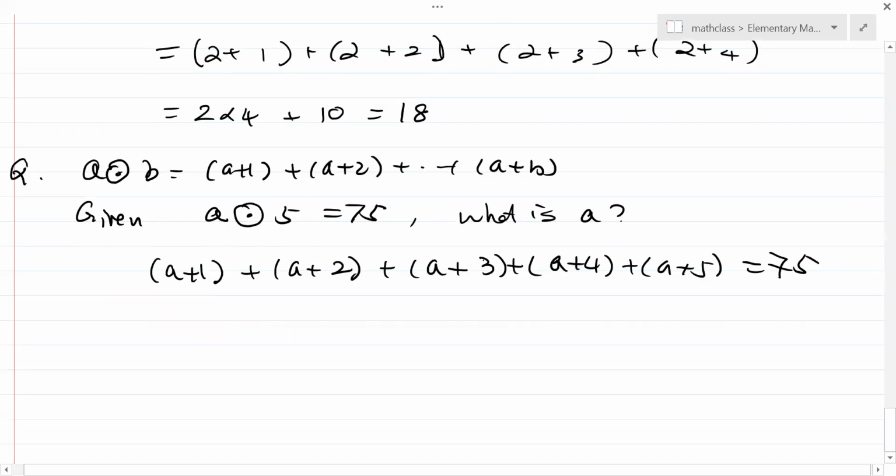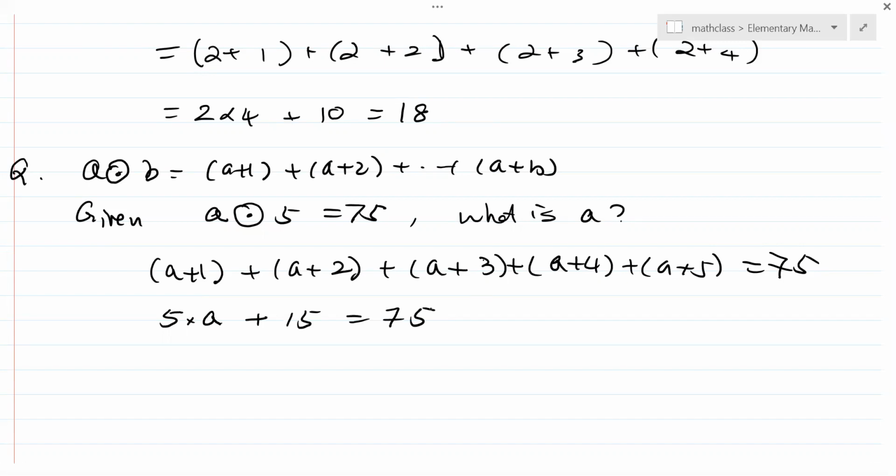Okay. How many A's are there? You have 5A, right? 5 times A. And now 1 plus 2 plus 3 is 6. 6 plus 4 is 10. 10 plus 5, 15. Right? So you get an equation like that. Now, how do you solve it? How do you find the number? You can do it by guess and try, but let's do it this way. Clean up. We have to clean up the 15.